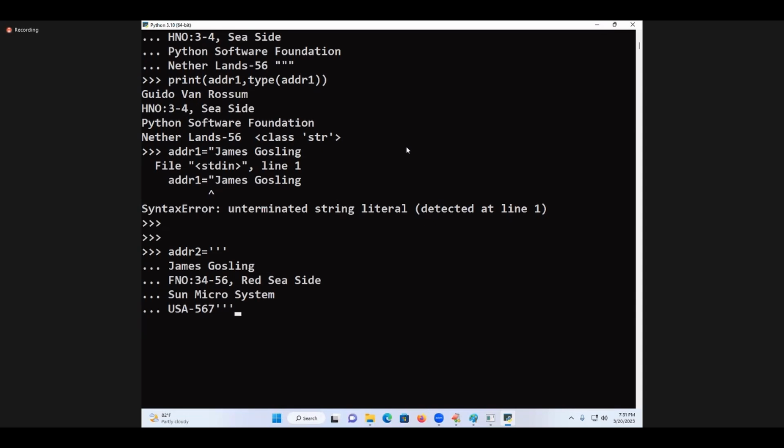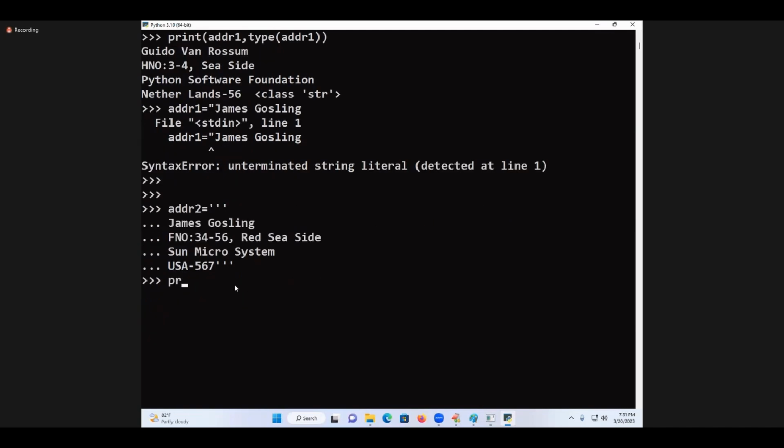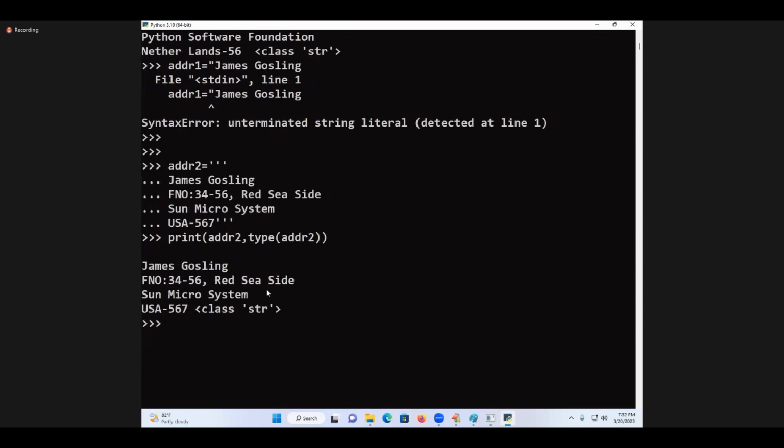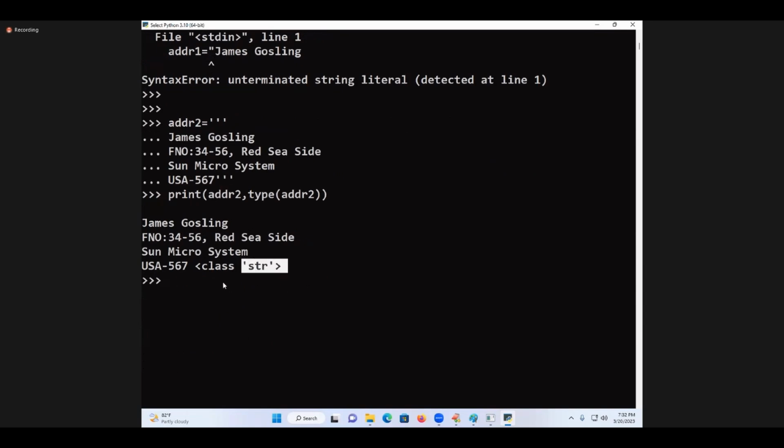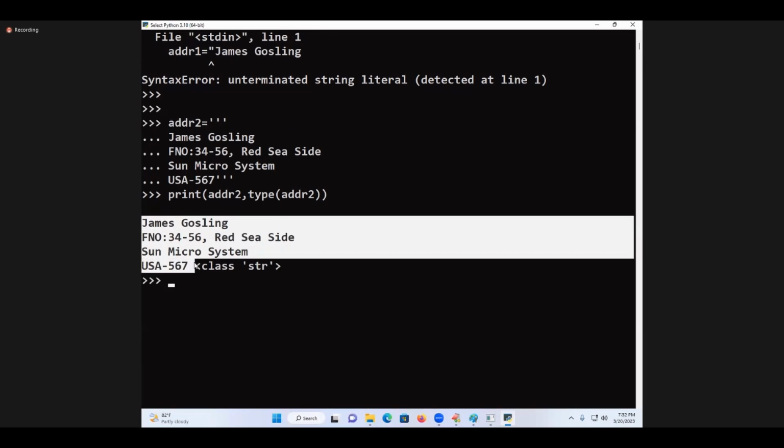Whatever you started with the quotes, the ending also will be with the same thing. Is it ending or not? Print students, ADDR2, comma, type of ADDR2. Got the answer. Which type, guys? What is STR? What is this string type? Multi-line string data.